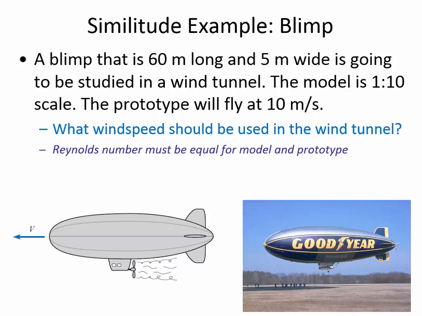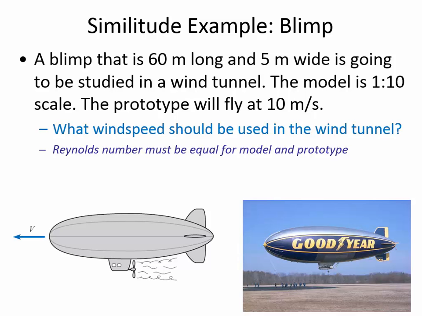And the same thing is true for the density of the fluid. The density of the prototype fluid is equal to the density of the model fluid. Now, that's not always the same, but in this case they're the same. So we can cancel out the density term as well. And so when we actually do the substitution, we have the velocity of the prototype, and it says in the problem statement the prototype is going to go 10 meters per second. So we have 10 meters per second.